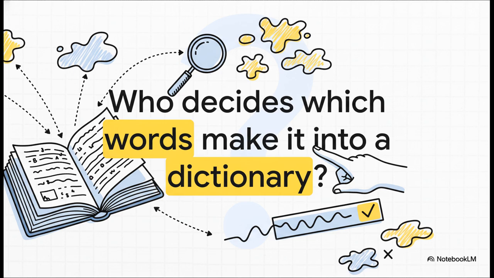So let's start with a really fundamental question, one that gets to the heart of all this. Who gets to decide which words are real words and which ones aren't? I mean, think about it. There's no way a dictionary can include every single word people use. Not even the giant Oxford English Dictionary can do that. So somewhere, a person, a lexicographer, has to make a call. They're the ones deciding what gets in and what gets left out.